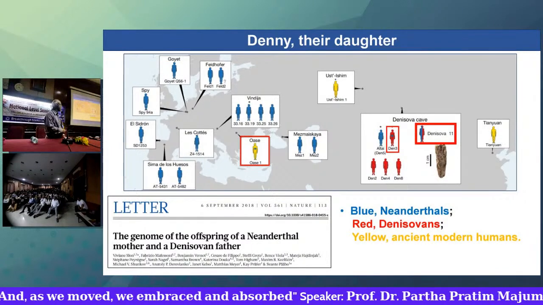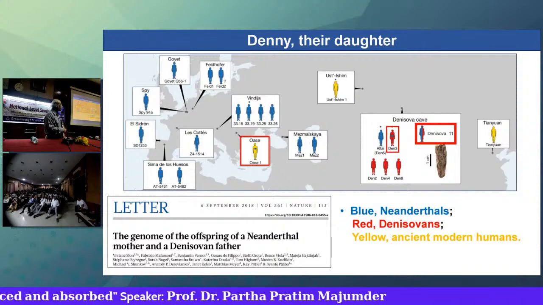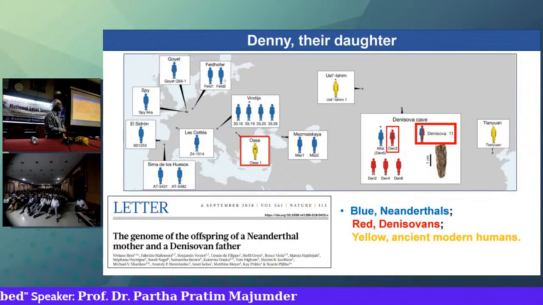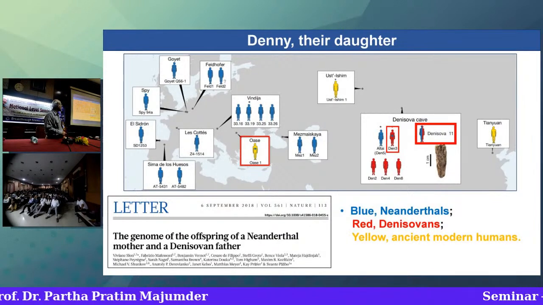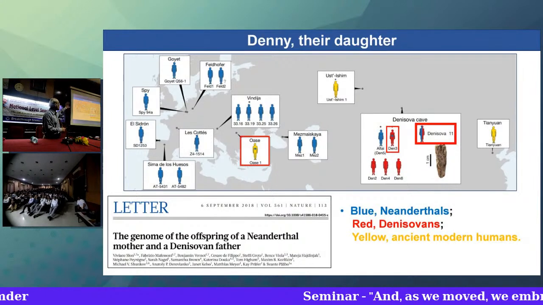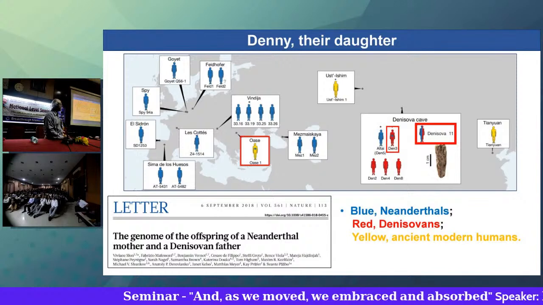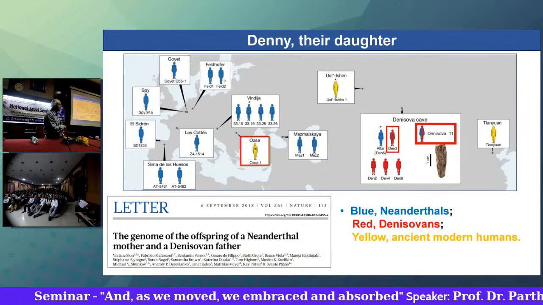This is what was found. Again, the ones with the blue shirt are the Neanderthals, the ones with the red shirt are the Denisovans, and the ones with the yellow shirt are the ancient modern humans. I'm not going to take you through the entire thing. I'm only going to point out one particular individual here.